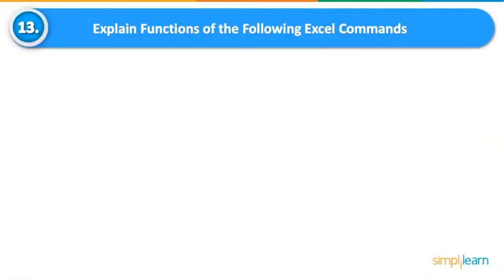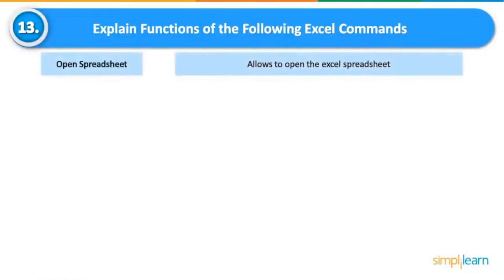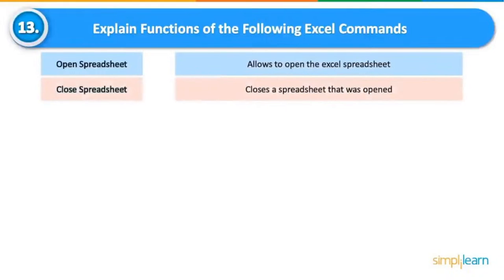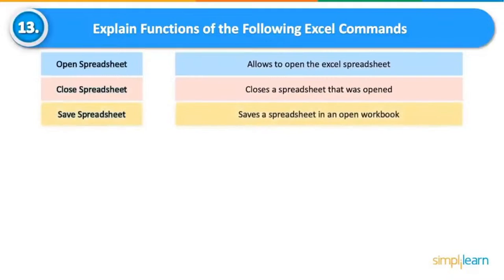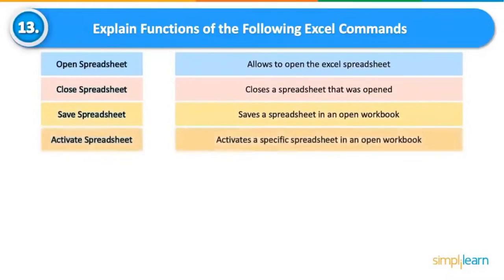Explain functions of the following Excel commands. Open spreadsheet: allows you to open the Excel spreadsheet. Close spreadsheet: closes a spreadsheet that was opened. Save spreadsheet: saves a spreadsheet in an open workbook. Activate spreadsheet: activates a specific spreadsheet in an open workbook. It specifies whether to activate the sheet by index or sheet by name.